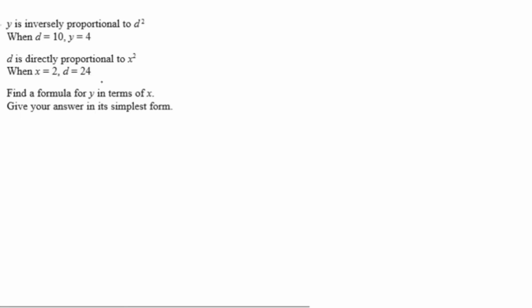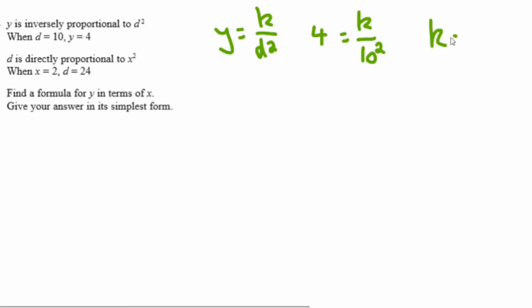So if we can get an expression for y in terms of d and then d in terms of x, we can substitute them into each other. So y is inversely proportional to d squared, so y is going to be 4 equals k over 10 squared. Well, 10 squared is 100, so timesing that up, k is 400, so you have y equals 400 over d squared.